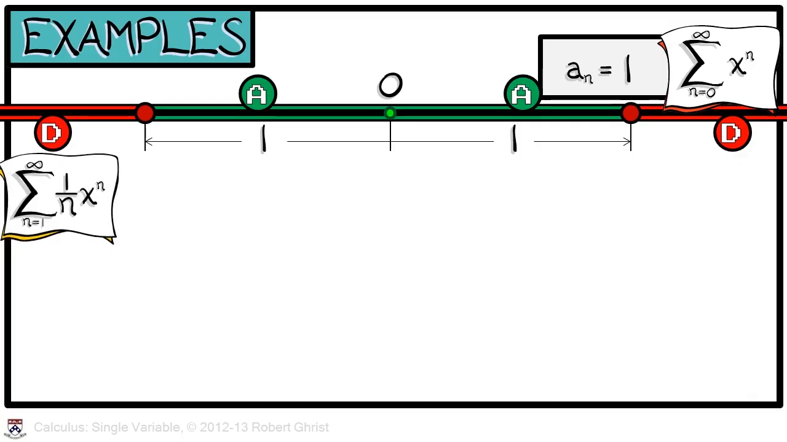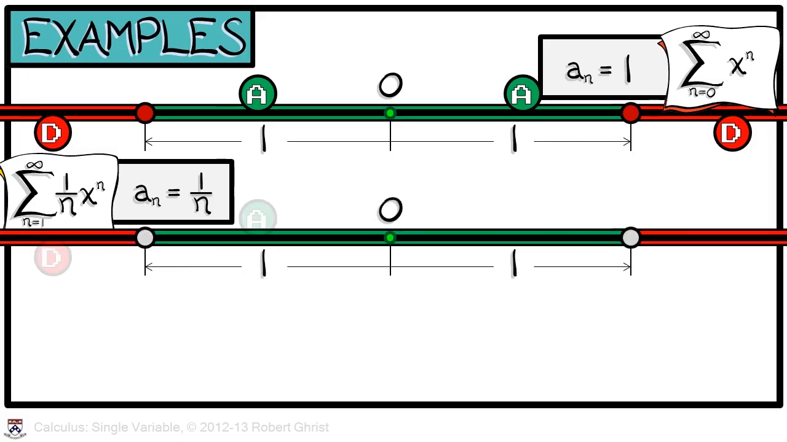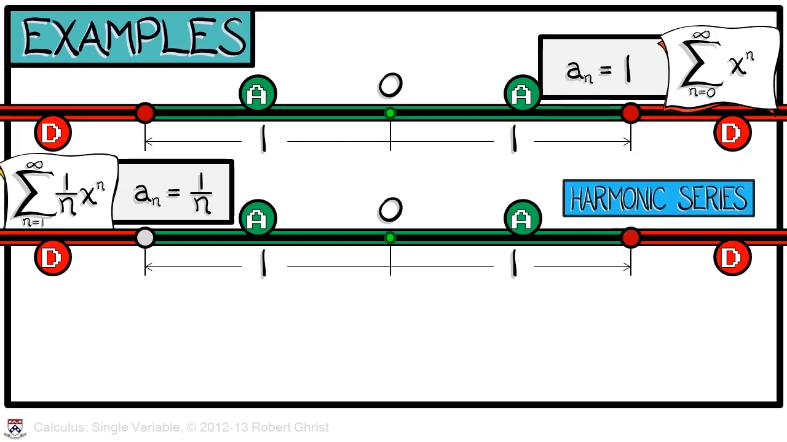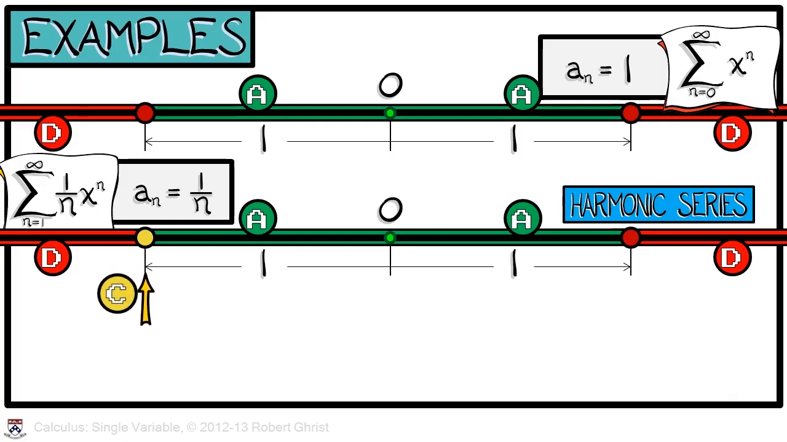If, on the other hand, we consider the power series with coefficient 1 over n, as n goes from 1 to infinity, then what do we see? This, too, has a radius of convergence equal to 1. And at the right-hand endpoint, we obtain the harmonic series, which certainly diverges. But at the left-hand endpoint, at x equals negative 1, we get the alternating harmonic series. That converges, but it does so conditionally, not absolutely.